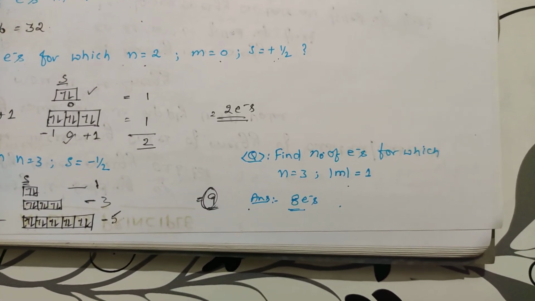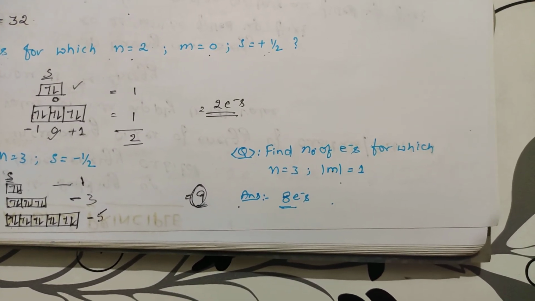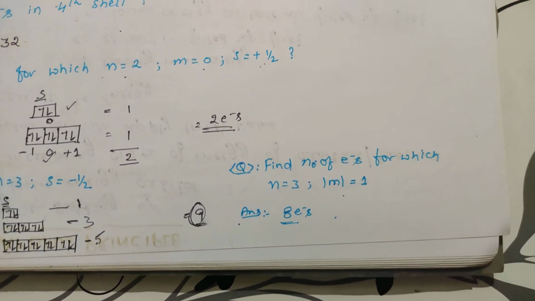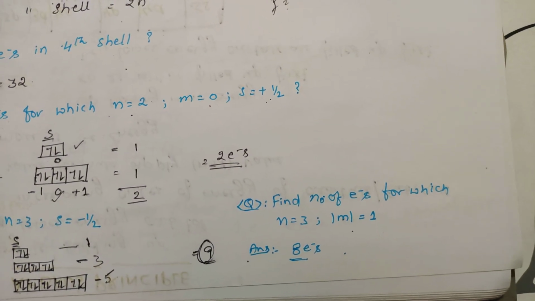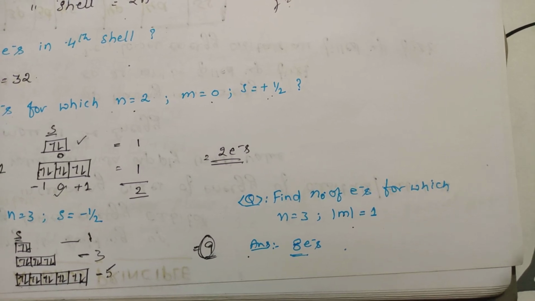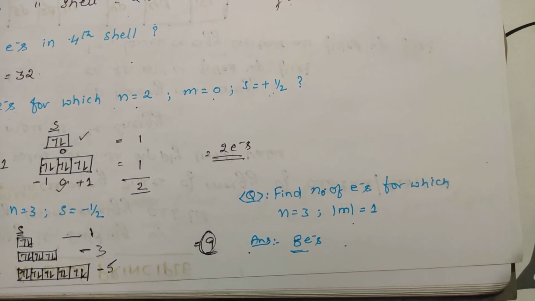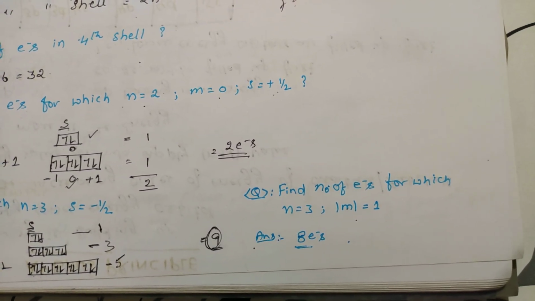Find the number of electrons for which n is equal to 3, m is equal to 1. Okay. In third orbit, you will be having S, P, D. Right. Based on that, see that where the m value gets 1. So the total number of electrons will be equal to 8.